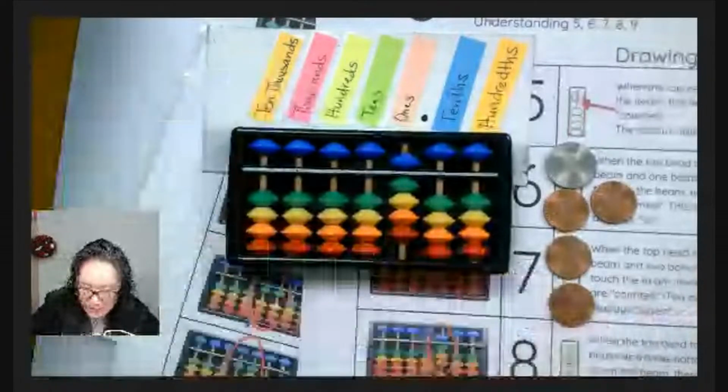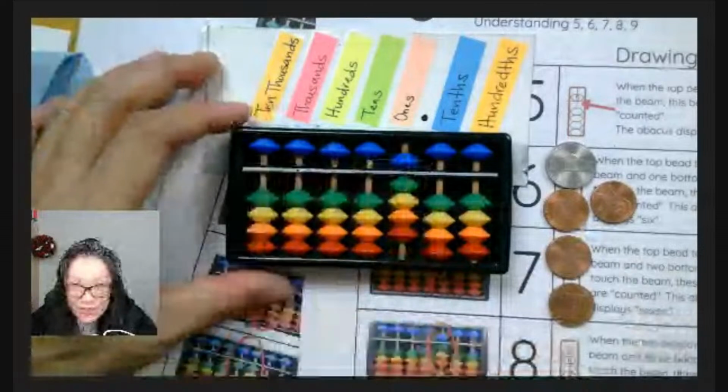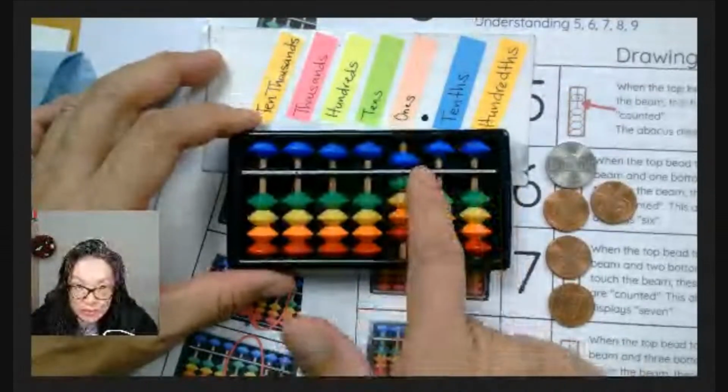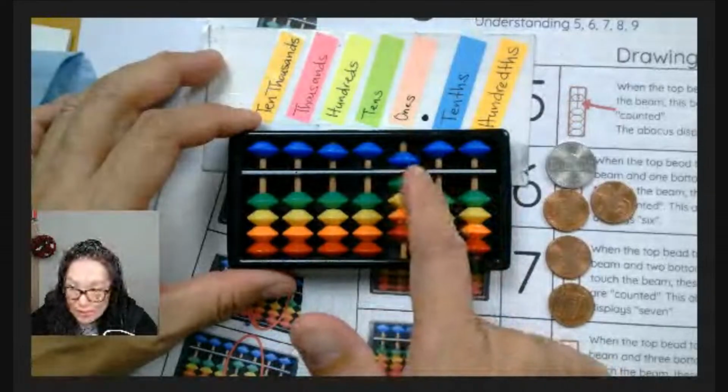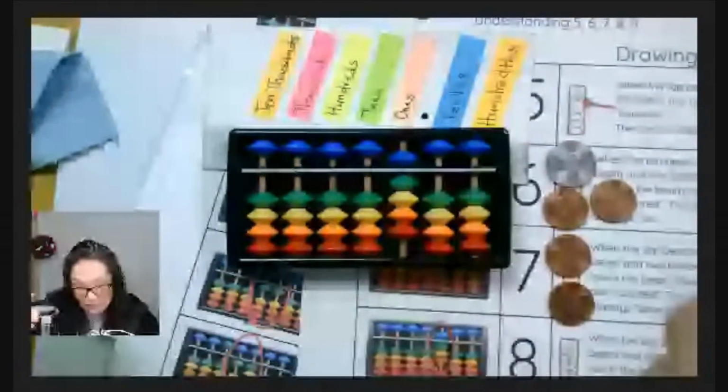Anybody have any questions? What we're doing is we're reading the abacus. When we look, we have our ones, our tens, our hundreds, our thousands, our 10,000. We have our tenths, and then we have our hundredths. Notice that in between the ones and the tenths is my decimal.